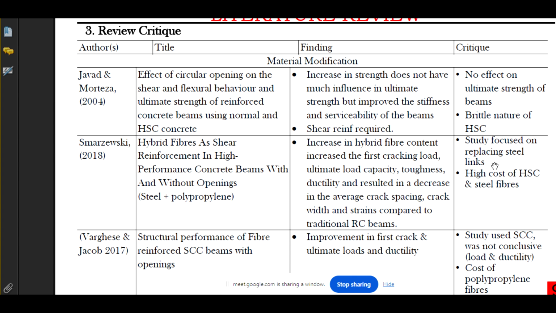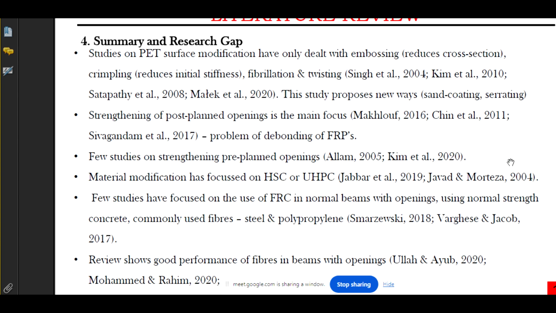But what remains to be done? The study focused on replacing steel links with what? High hybrid fibers. Then he is talking of the high cost of HSC and steel fibers. So it means it leaves a gap: how do we go for alternative fibers to this? And then you provide a number of them. Then you come and have a summary of the research review, such as the gap.